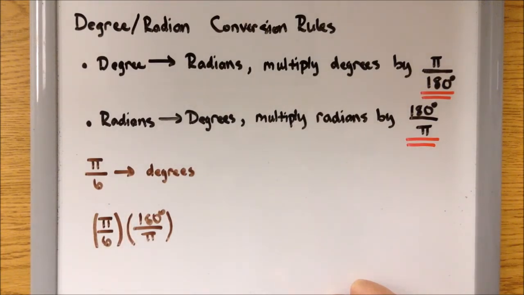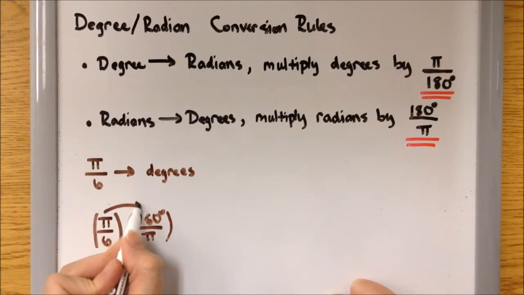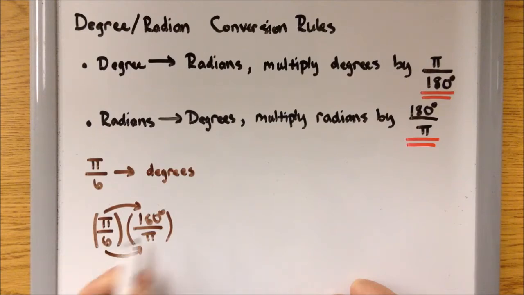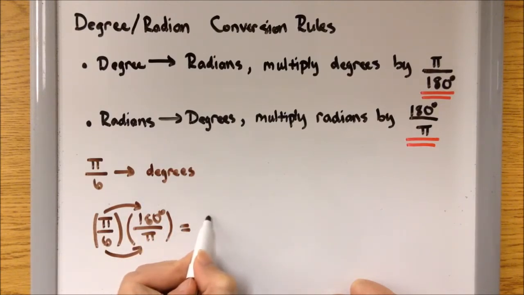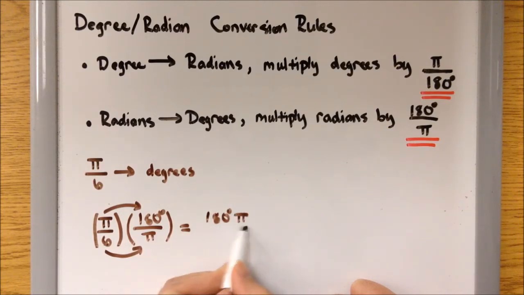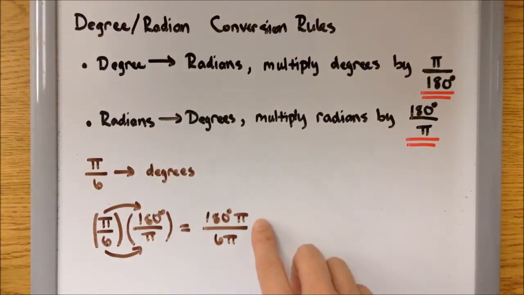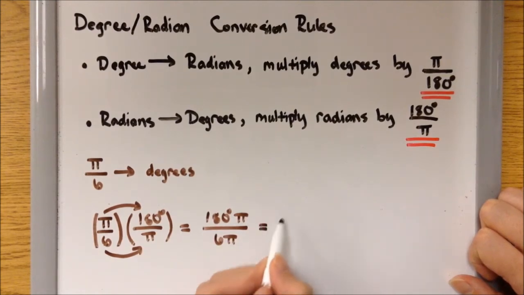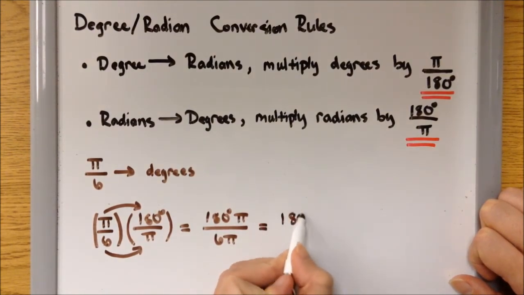So when you multiply fractions, numerator times numerator, denominator times denominator. So it's going to be 180 degrees pi over 6 pi. And then looking at this, pi divided by pi, that's going to become 1. So what we're going to have left is just 180 degrees divided by 6.